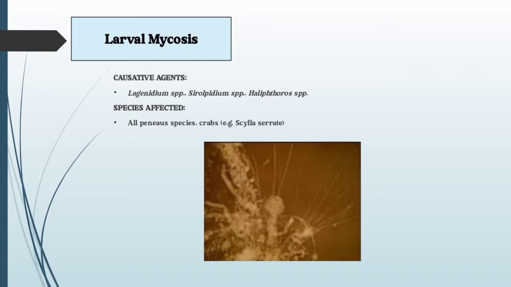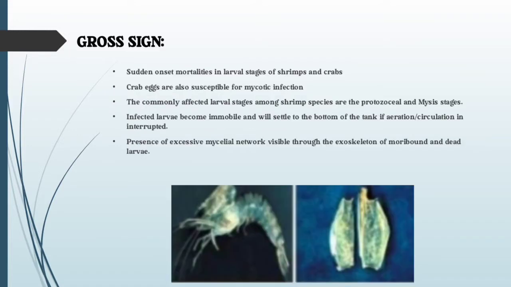Species affected: all Penaeus species, crabs, and Crustacea. Gross sign: sudden onset mortalities in larval stages of shrimps and crabs. Crab eggs are also susceptible to mycotic infection. The commonly affected larval stages among shrimp species are the protozoea and mysis stages. Infected larvae become immobile and will settle to the bottom of the tank if aeration or circulation is interrupted.